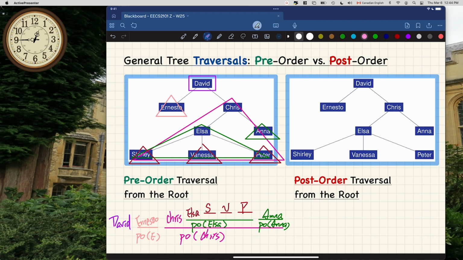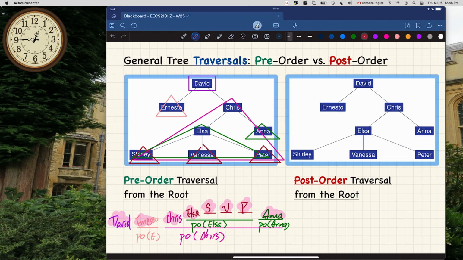For the pre-order traversal: David, Ernesto, Chris, Elsa, Shirley, Vanessa, Peter, and Anna. That's pre-order traversal. Of course, in the written test or exam, you don't need to do this kind of different layers of recursive call. Once you get quick, you'll be better. Okay, post order. The opposite way.